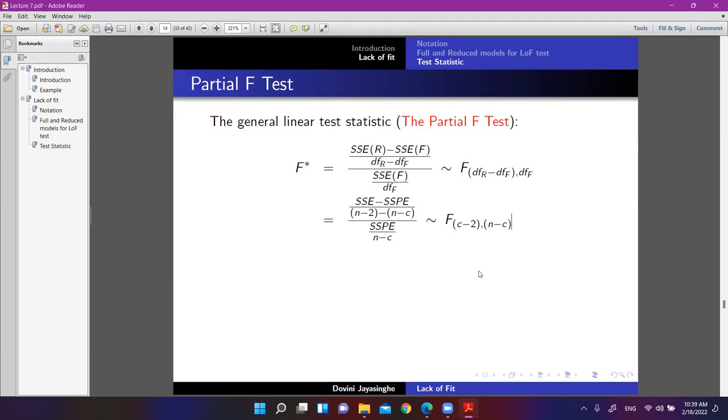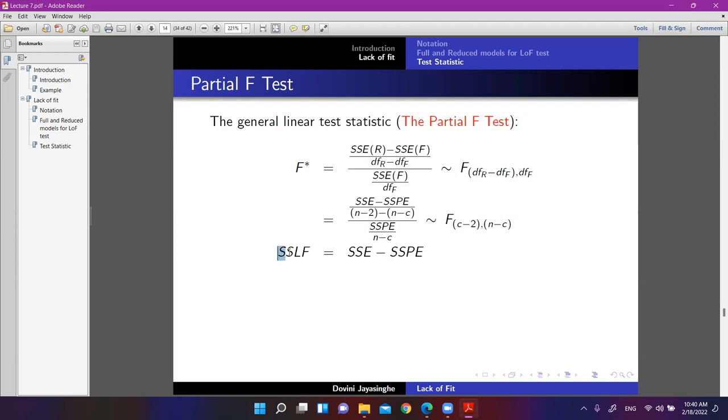I know when you look at this, you are thinking whether you have to memorize this. No, not at all. Just forget about this. This is just to make these slides complete. And I won't ask you to write the formula of the test statistic of the partial F test. I don't ask questions like that. But I want to know how to compute it, right? So to compute it, you don't have to know these notations.